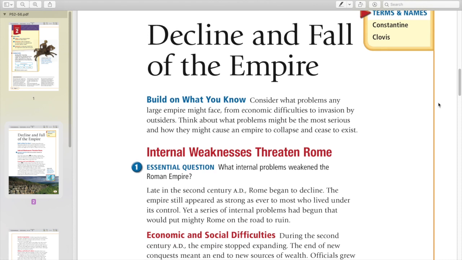Build on what you know. Consider what problems any large empire might face, from economic difficulties to invasion by outsiders. Think about what problems might be the most serious and how they might cause an empire to collapse and cease to exist.